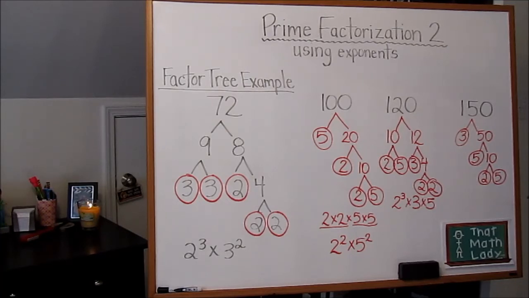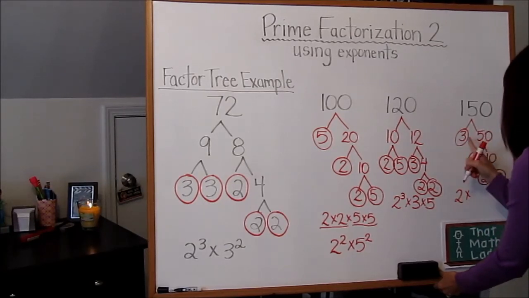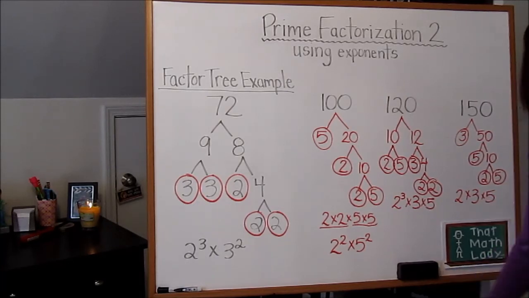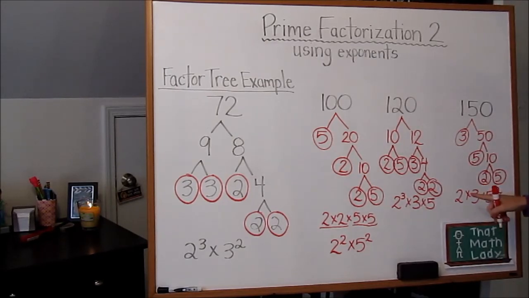So I'm going to write out my prime factorization. I have 1 2 times 3 times 5 to the power of 2, or 5 squared. Okay, so 2 times 3 times 5 squared is my prime factorization for 150. And those are some examples showing you prime factorization using exponents.